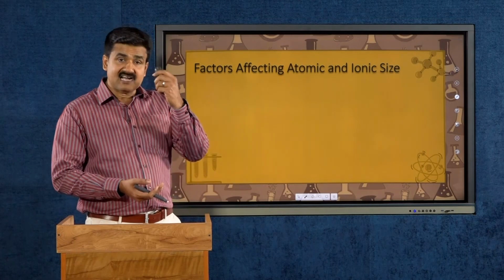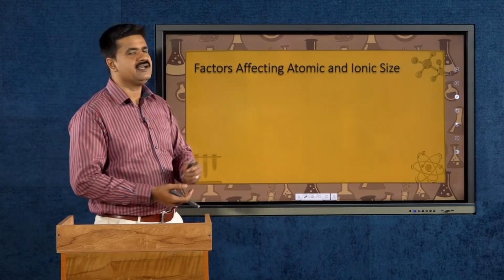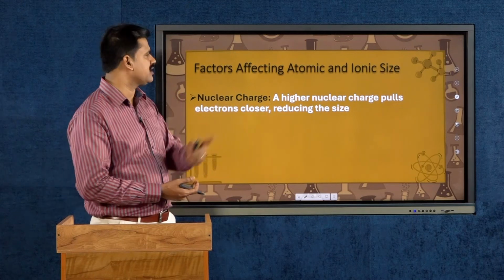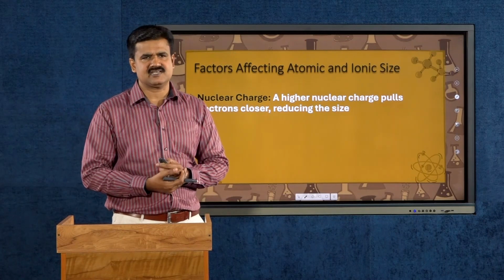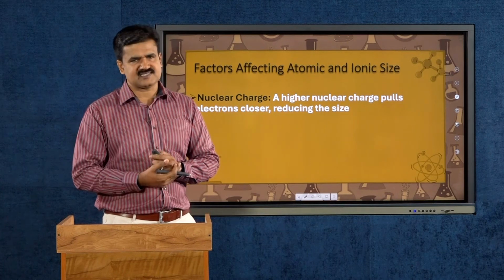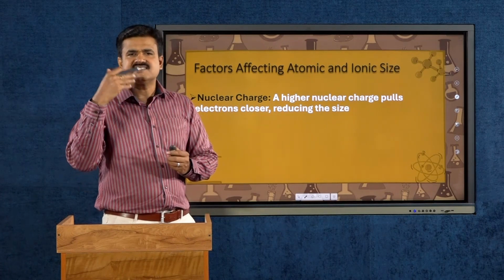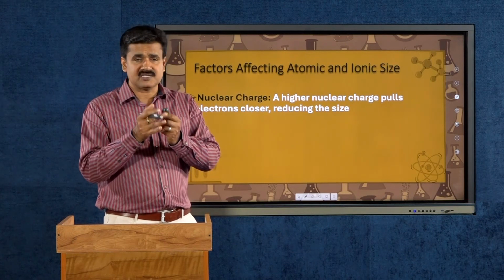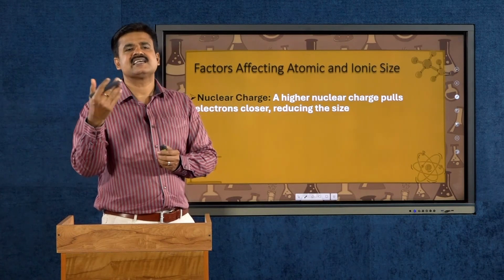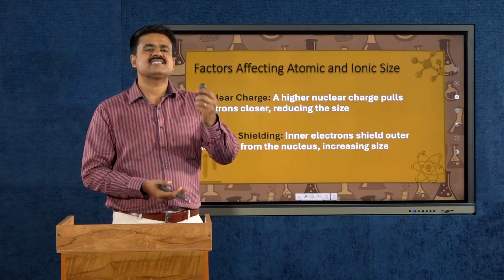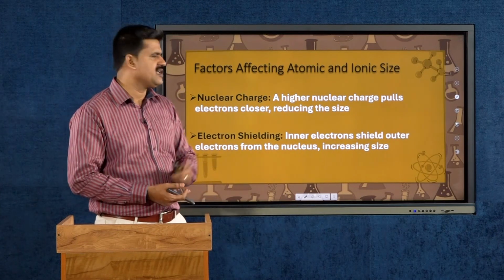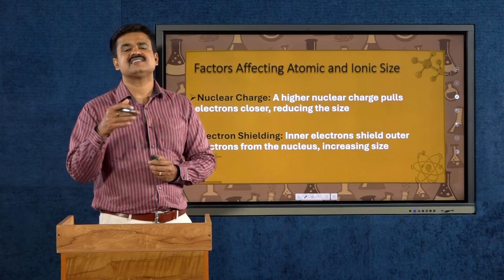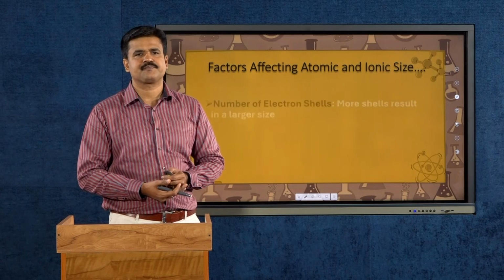Discussing factors affecting atomic and ionic size. These are some factors. First one, nuclear charge. A higher nuclear charge leads to small size. That is, as the nuclear charge increases, it pulls electrons closer together, and a decrease in size is observed. The second feature is electron shielding. Inner electrons shield outer electrons from the nucleus, which leads to an increase in size.